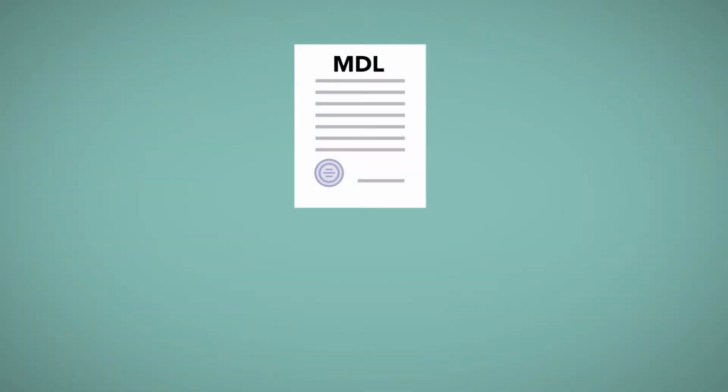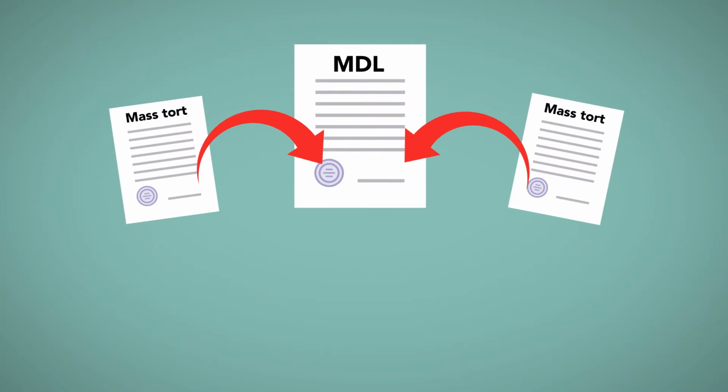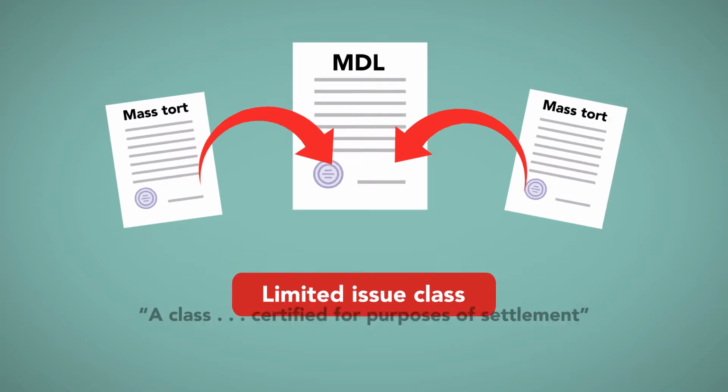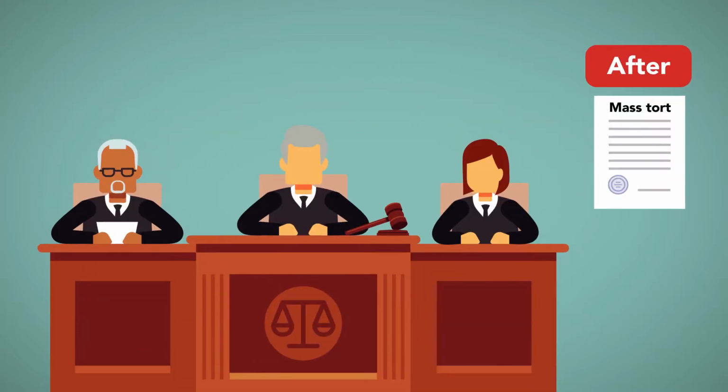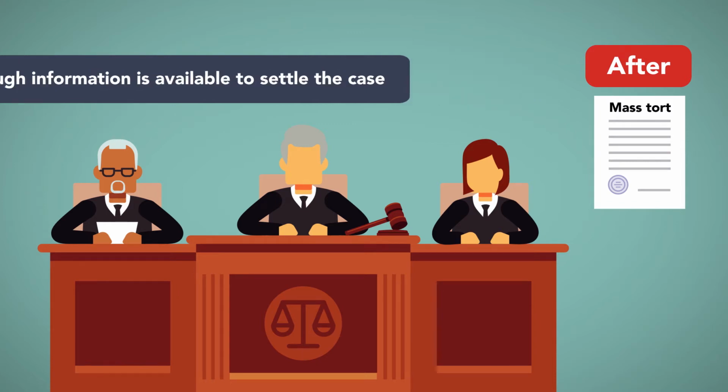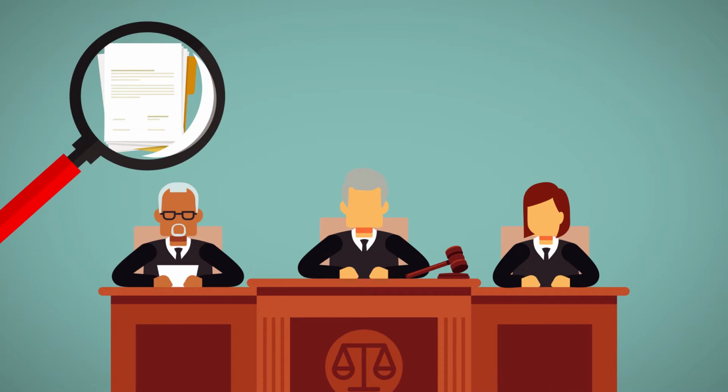Now that mass torts are primarily encompassed within MDLs, the single most important use of class actions in handling mass torts is one very specific sort of limited issue class, a class certified for purposes of settlement. This class only arises well after litigation over the mass tort begins. It can only be proposed after the mass tort litigation has proceeded to the point where enough information is available to settle the case.